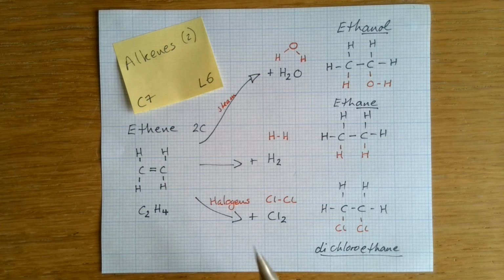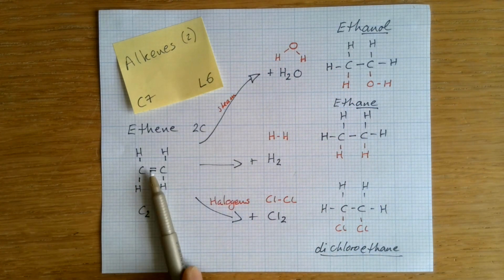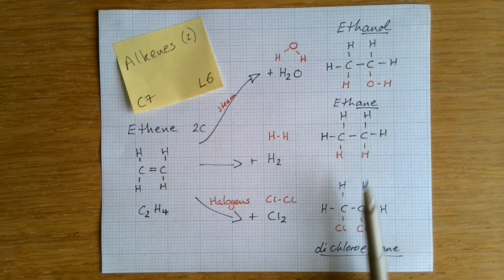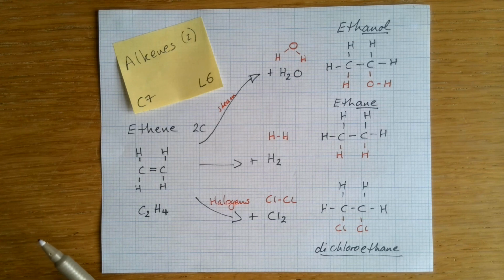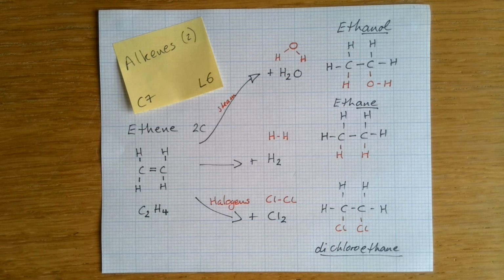So here's your overview, really simple. 3 reactions, one with water, one with hydrogen, one with chlorine. The objective is to break the double bond. That then allows 2 single bonds to be formed. And again, the other atoms can attach in the appropriate places. Have a go yourself now. Instead of using ethene, try with one of the other larger molecules such as propene or butene.